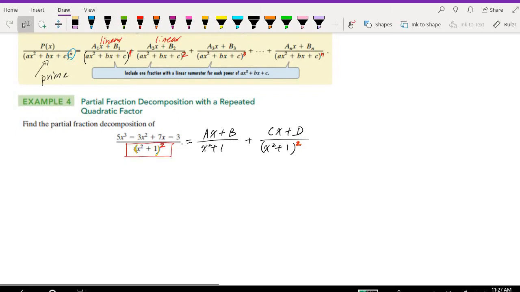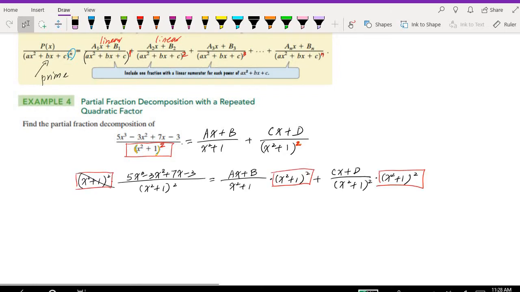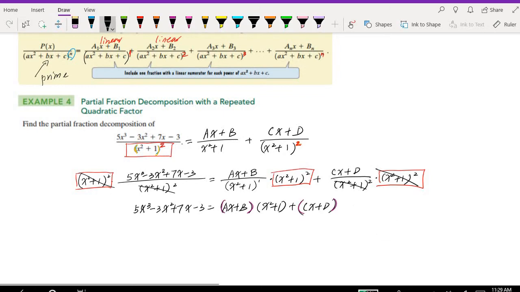We've done it so many times. We have to multiply every single term. Let me just write it really quickly. We're going to have 5x to the third power minus 3x squared plus 7x minus 3. And then here we're going to cancel one of them, right? It's x squared plus 1, because this is only the first power. Then here we have a second power. What's left is ax plus b times x squared plus 1. So then the third term, we're going to have cx plus d. They're going to be canceled out, so we're going to have only cx plus d left.